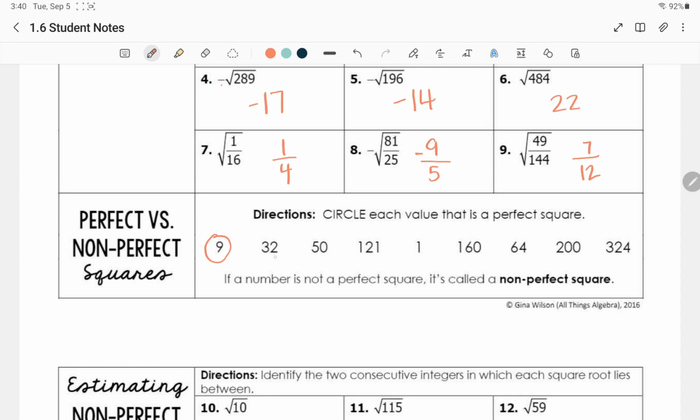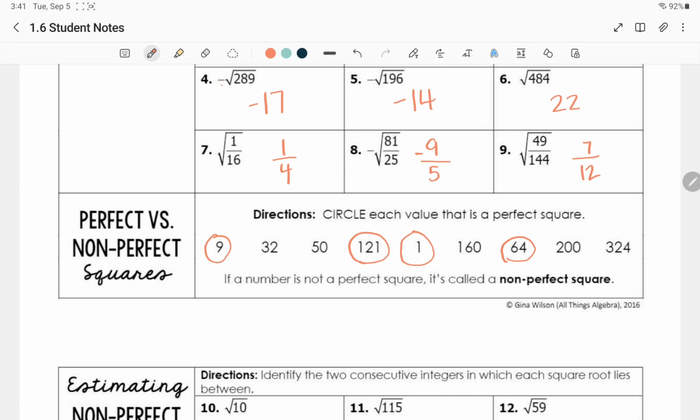I don't think anything times itself can give us 32. Nothing times itself would give us 50. 121 would be 11 times 11. 1 times 1 would give us 1. I don't think 160 falls in that line. 64 would be 8 times 8. There's no perfect square for 200. It couldn't be anything, because 10 times 10 would be 100. And 20 times 20 is not 200.